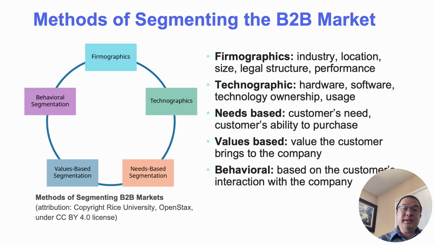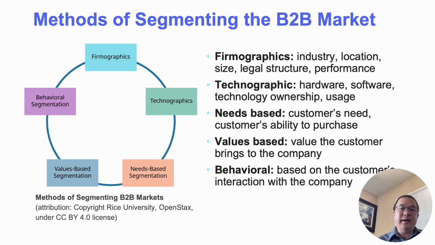Number 2, technographics classify businesses based on the technology they use. The slide includes hardware, software, technology ownership, and technology usage. A cybersecurity company may market advanced security products only to companies already using cloud technology. Number 3, needs-based segmentation. This describes businesses that are grouped according to their specific needs. A hospital needs secure patient data software, while a retail company may prioritize inventory management.